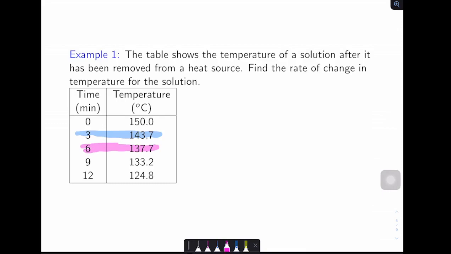Now let's use our rate of change. That was the change in y, so I'm going to do my 137.7. I'm going to subtract from that 143.7, and then we'll divide that by 6 minus 3. If we do this math, we're going to find out that this ends up just becoming -6 over 3, or just -2. So our rate of change in this case would be -2.